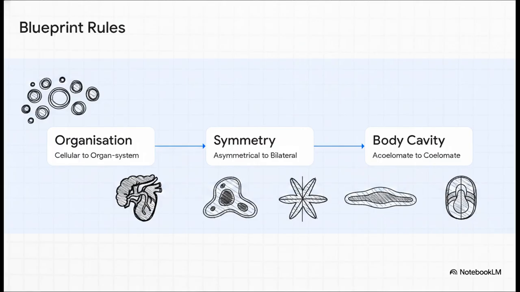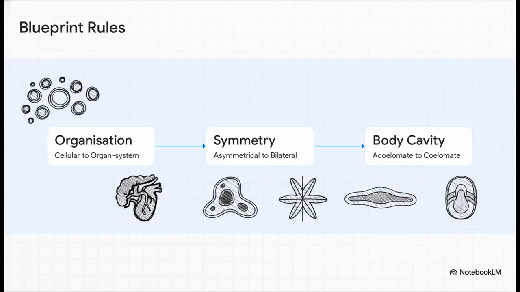To really grasp this in depth, let's break down those core blueprint rules, because they create massive forks in the evolutionary road. First up, the level of organization, going from simple cellular clusters all the way up to complex organ systems. Second, symmetry: asymmetrical, radial, or bilateral. And third, the body cavity, or the coelom. Does the animal have a fluid-filled cavity between its gut and its body wall? If not, it's an acoelomate, like a flatworm.